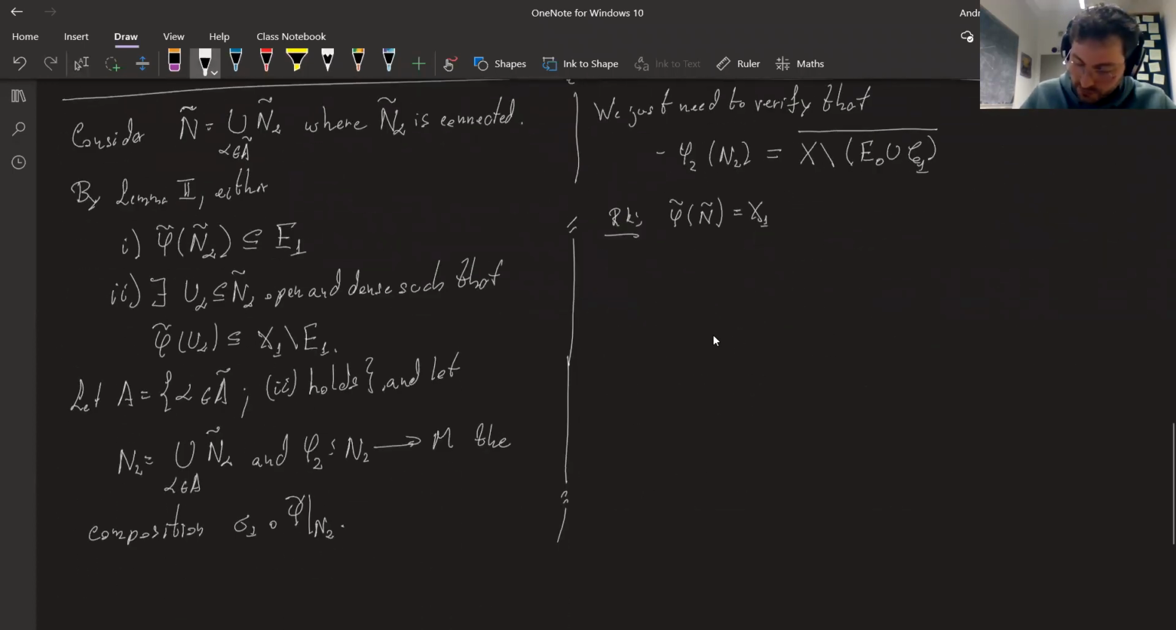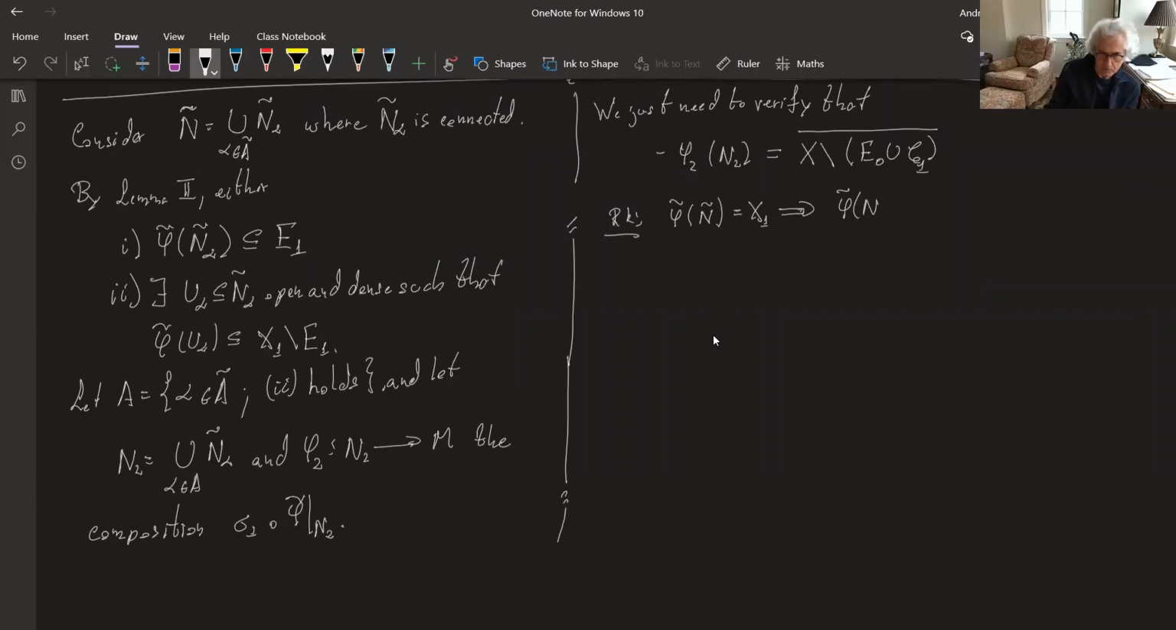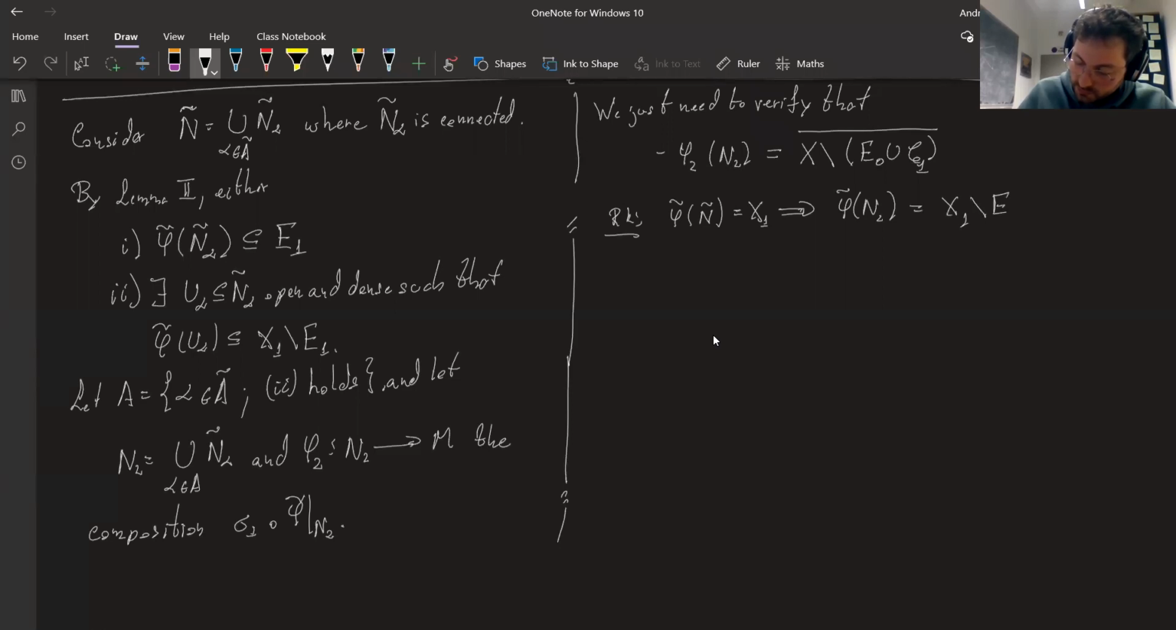Okay. So phi n tilde equals x1, right? Which implies that phi tilde of n2 must be given by x1 minus e1 bar. And why is that? Because all of the other components are sent to e1, and of course we're covering, since phi tilde of n tilde was equal to the entire x1. So this is why this one is true.